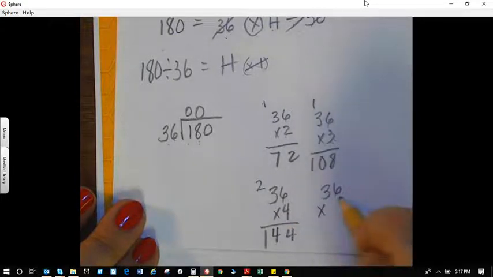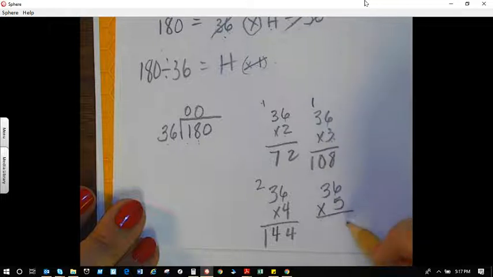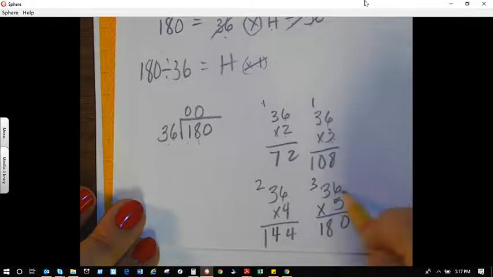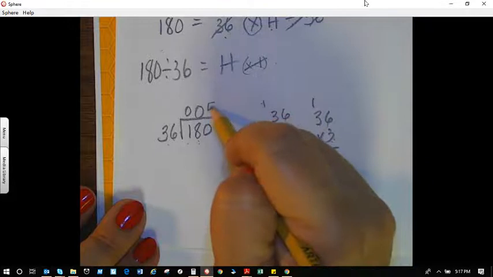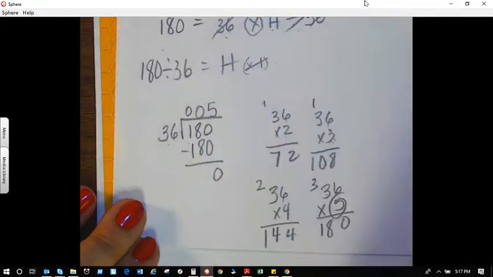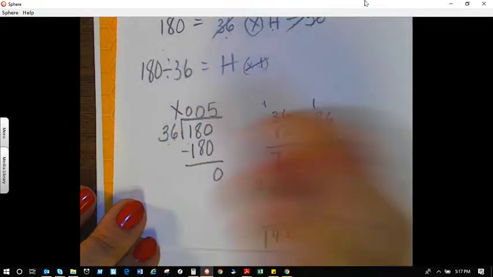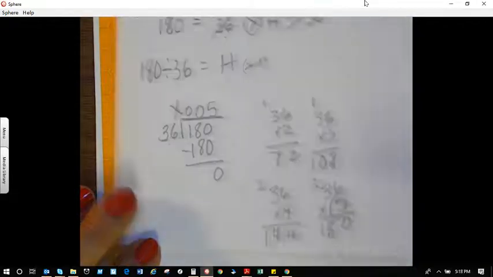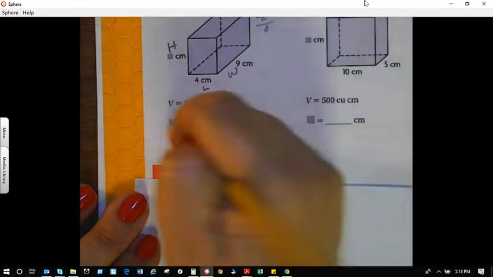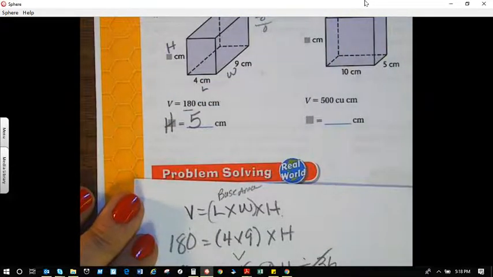36 times 5. 5 times 6 is 30. 5 times 3 is 15, 16, 17, 18. And there we go. It's going to take 5 groups of 36. It gets me exactly 180. And so the height here is 5. Let's go to number 5.